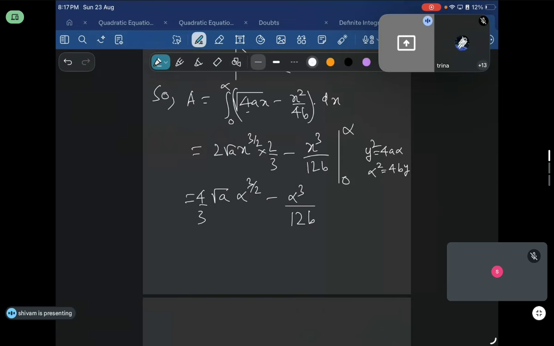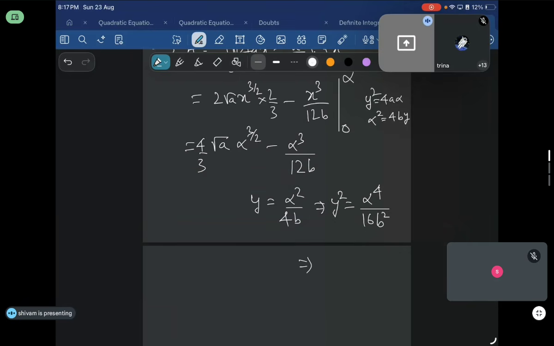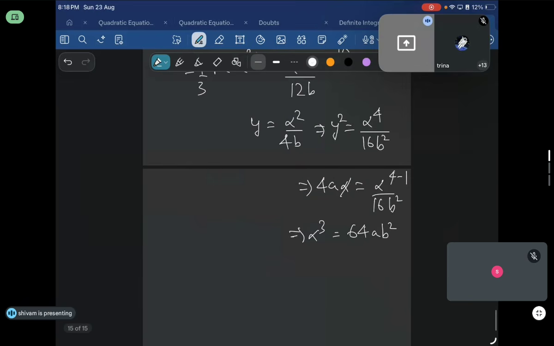Okay, there should be some better method of finding this. Wait. y is equal to alpha square by 4b. So what is y square? y square is equal to alpha to the power 4 by 16b square. Right, tell me. And y square is equal to 4a alpha. So 4a alpha is equal to alpha to the power 4 by 16b square. So alpha and one alpha get cancelled. I'll get alpha cube is equal to 4 into 16, 64 ab square. Now it's fine. I got alpha cube, so I'll get alpha as well.